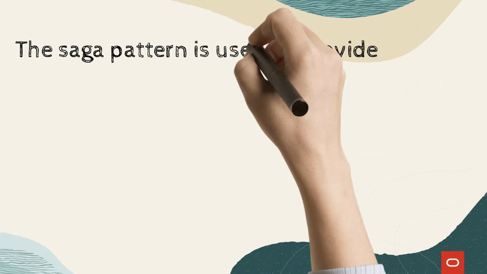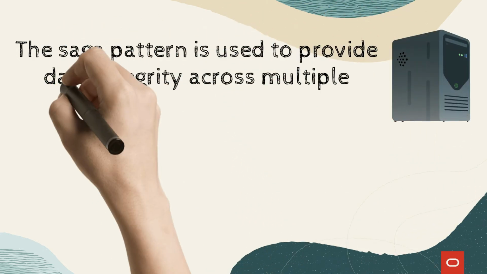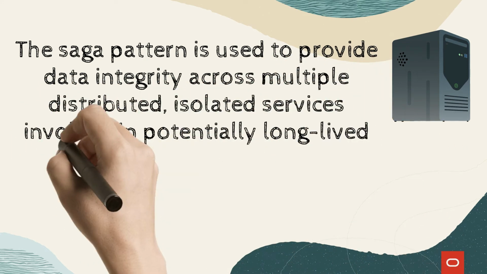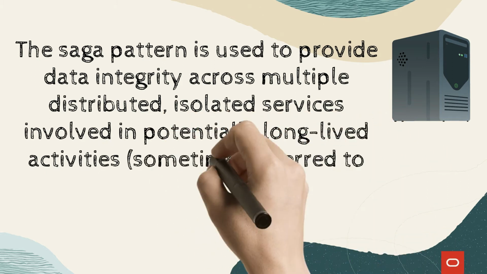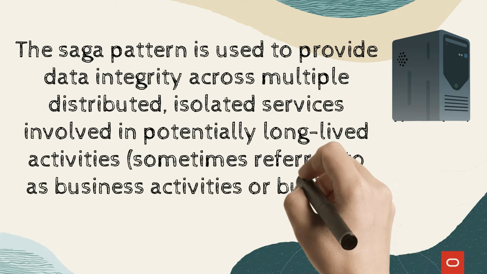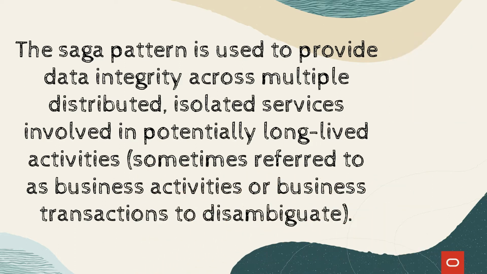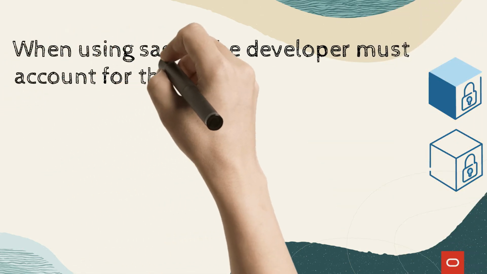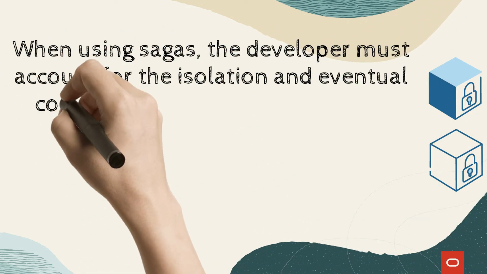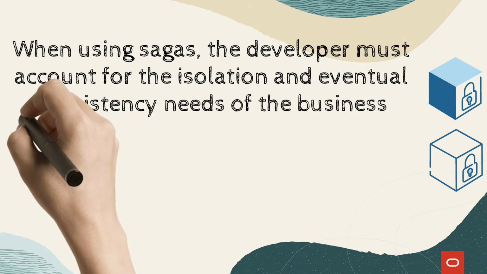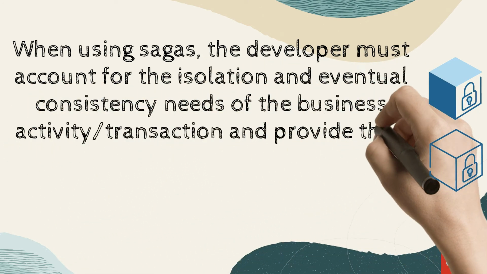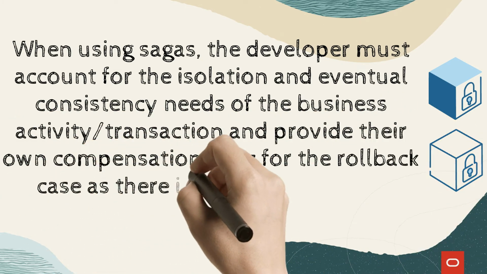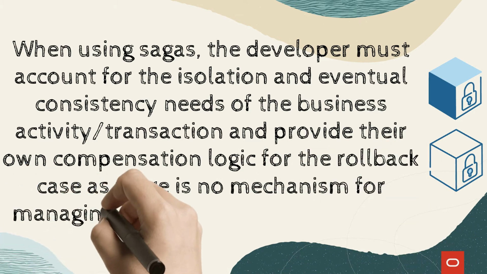The Saga pattern is used to provide data integrity across multiple distributed, isolated services involved in potentially long-lived activities. When using sagas, the developer must account for the isolation and eventual consistency needs of the business activity or transaction and provide their own compensation logic for the rollback case, as there is no mechanism for managing the locks, data changes, etc.